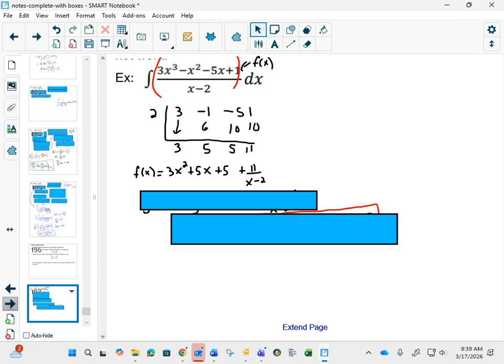Why is this helpful? The original one we couldn't integrate using any of our techniques. But if we rewrote the original as 3x squared plus 5x plus 5, each of those are easy to integrate. And then you get the remainder, which is 11 over x minus 2, which is actually an easy logarithm integral. Because a 1 over x is natural log of x, right? And this is 1 over x minus 2. There's no crazy number there. That's going to be an easy logarithm.